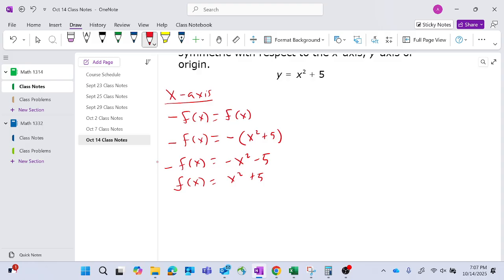So you have two sides of the equation. You solve for each side by itself, and then see how they're the same. Negative x squared minus 5 is not the same thing as x squared plus 5. So it's not symmetric over the x-axis. Are we good here? Any questions, guys?